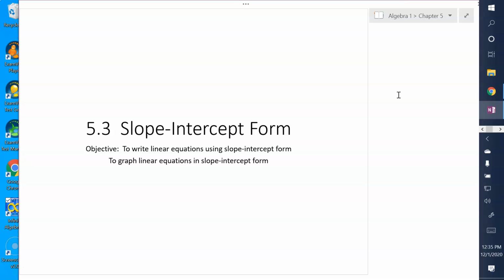Our objective is to write linear equations using slope-intercept form and then to graph linear equations that are already written in slope-intercept form.